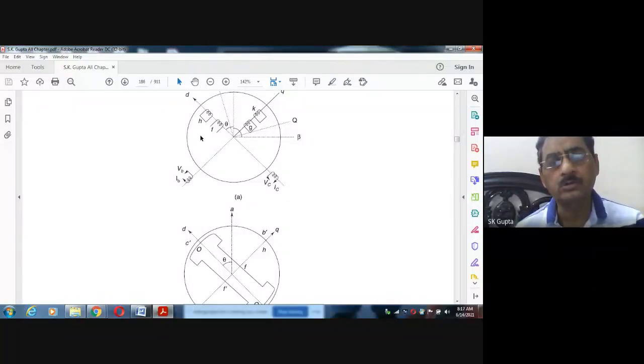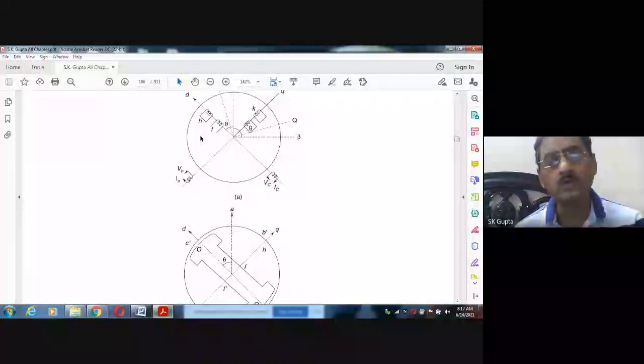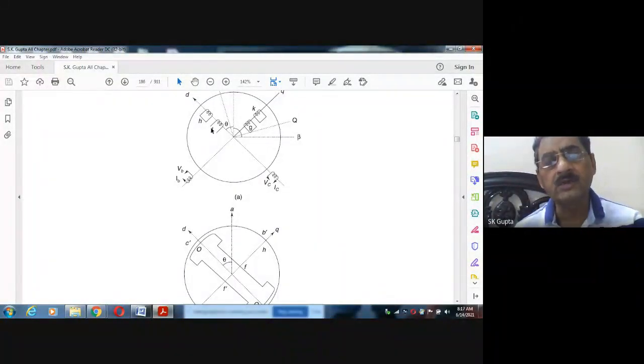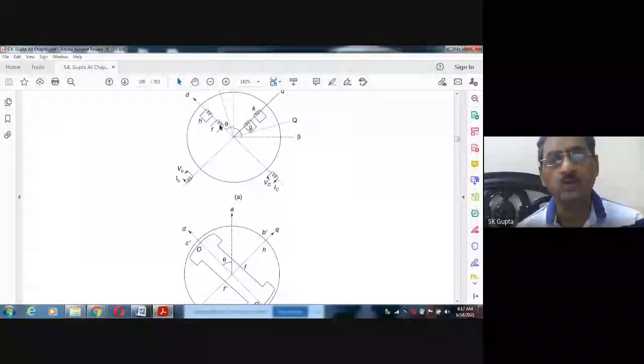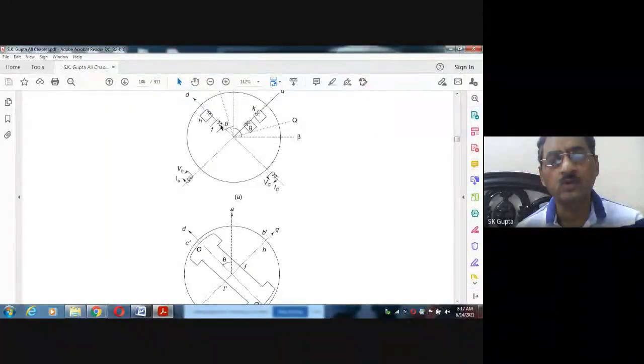Current is flowing from the outer source, so this current will be entering into this. So Vf is equal to, if the voltage across this is Vf, Vf is equal to IF RF plus d psi f by dt. Similarly, equation 4, these are written here.